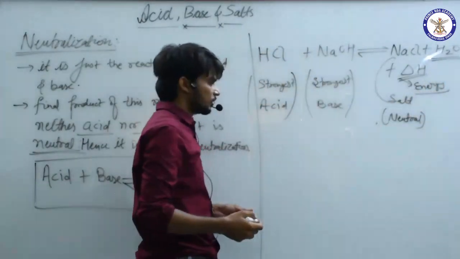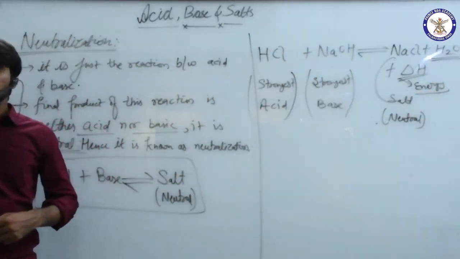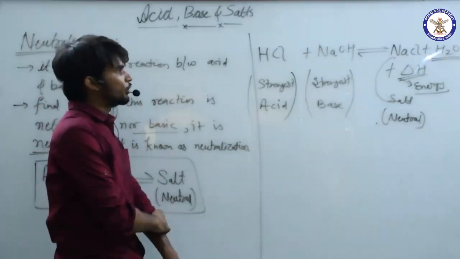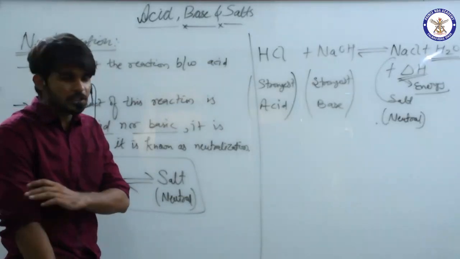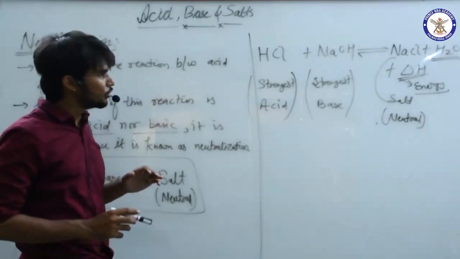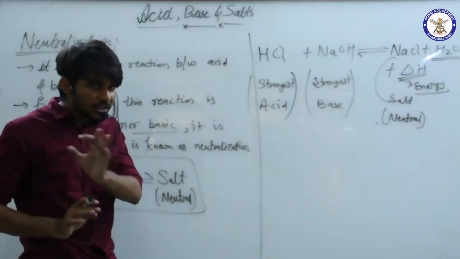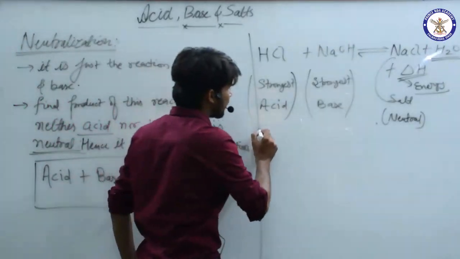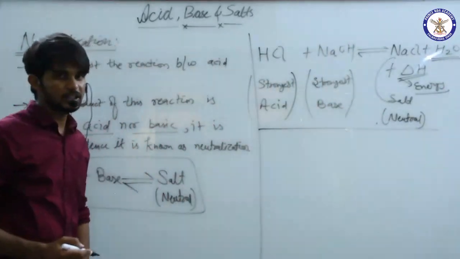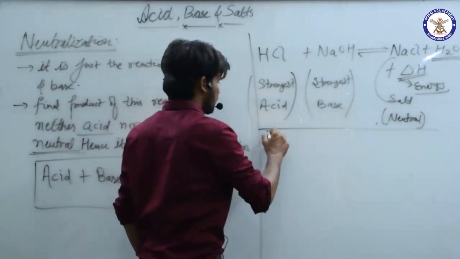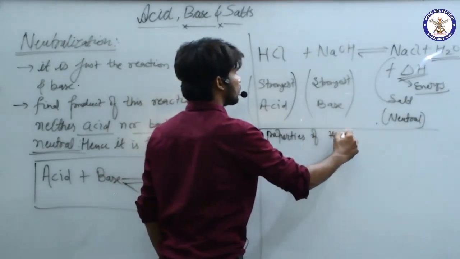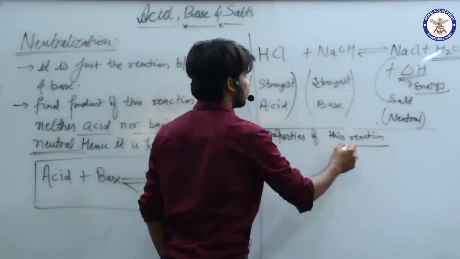Okay sir, fine. So this is an example of neutralization. Now what you need to do is look at the properties of neutralization. Yes, we have. Neutralization is nothing, it is just a reaction between acid and base, as I have told you earlier. So if we talk about the properties of this reaction, neutralization, see what happens.